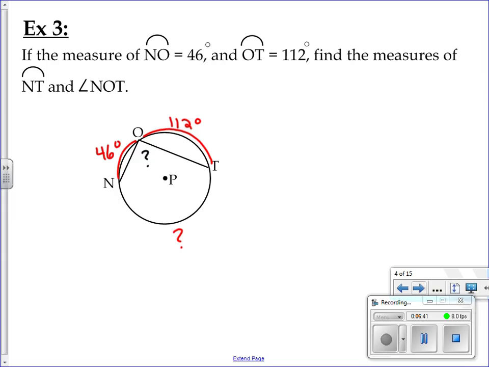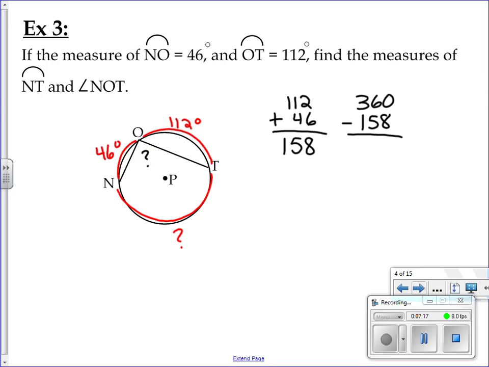So which one do you think we should start with? Well, since I've been given 2 arcs around the circle, I should probably use that to find this missing 3rd arc. How do you think we'll do that? Well, what do you guys know about a full circle? It equals 360 degrees. So let's add up the 2 arcs that have been given to us. 112 plus 46 is going to give you 158. And then you're going to subtract that from 360. That will give you 202.